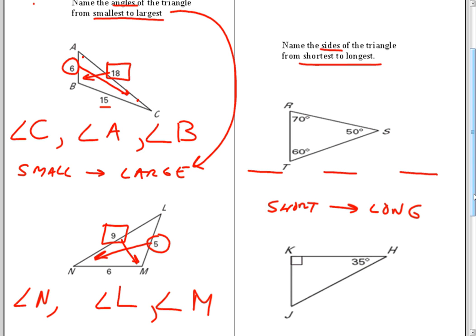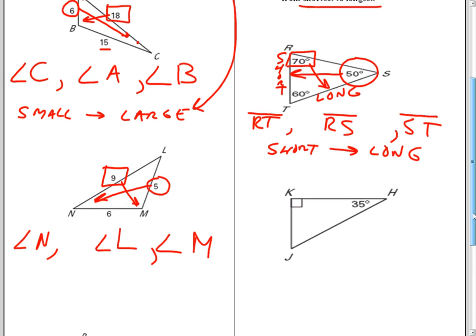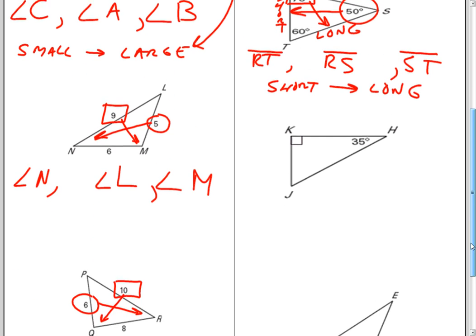Since I'm going short to long, I'll look for small numbers. Short side must be over here. Label it. What's the name of it? RT. Big angle, opposite the long side. That's ST. The only one that's left is RS. Make sure that your answers look like that. 2 letters, symbol on top.